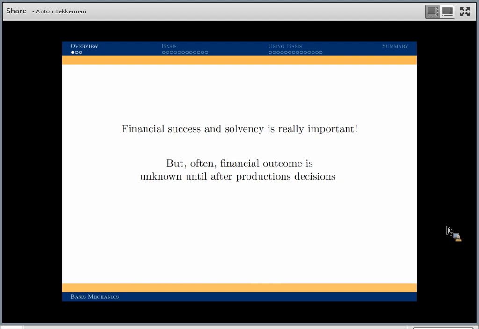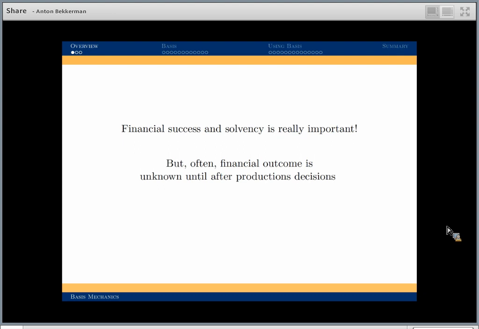Okay, so let's start with just motivating this talk with a very simple concept. Why is this important to you? Two-word answer: financial success, right? Financial success and solvency is always really important to agricultural producers, to any producers really. But one of the challenges to being financially successful is that often the financial outcomes, your profit or your revenues, are not known until the production process is finished.